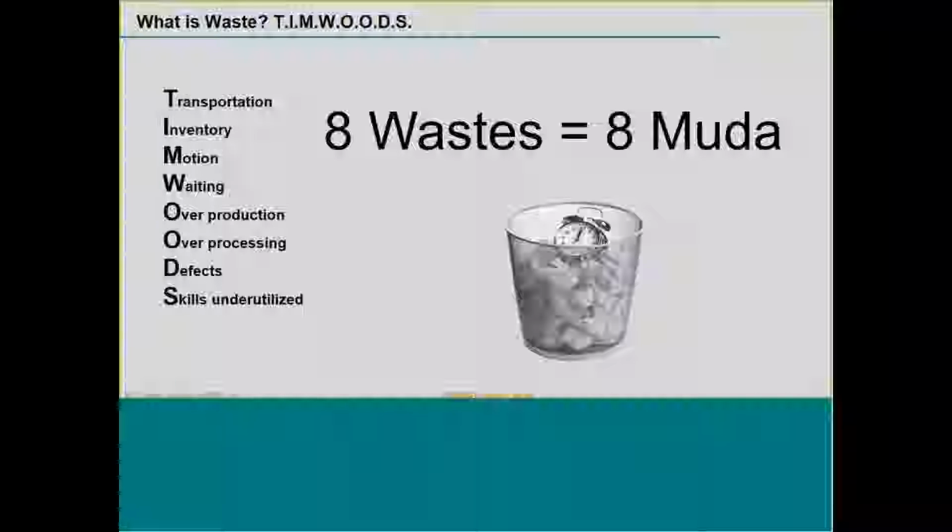We're going to dive deeper into these 8 wastes over the next 8 slides. Before we do, I want to introduce our first lean term, and that term is MUDA. MUDA is a term that we will hear a lot when we are implementing lean within an organization. MUDA is a direct translation to waste. MUDA is a Japanese term.